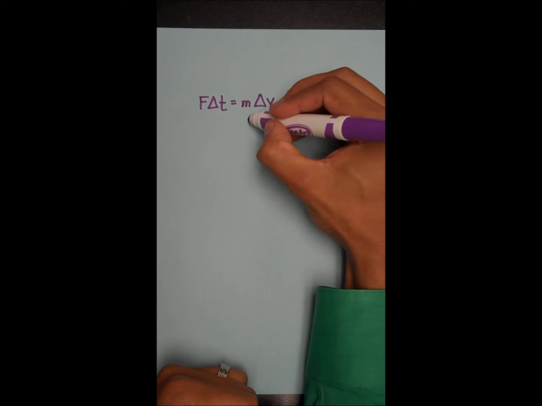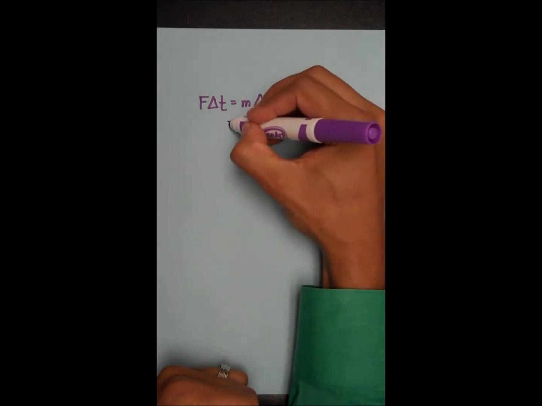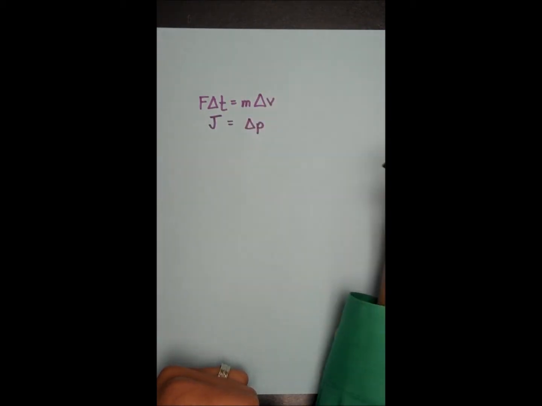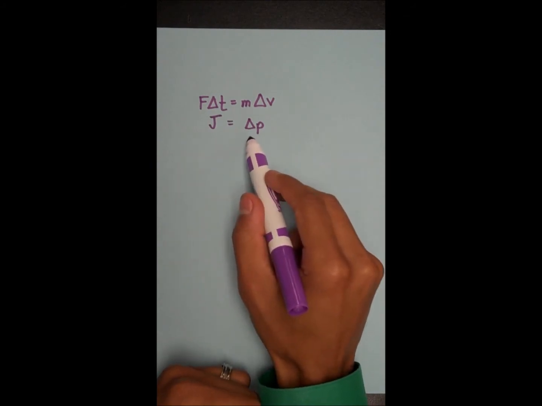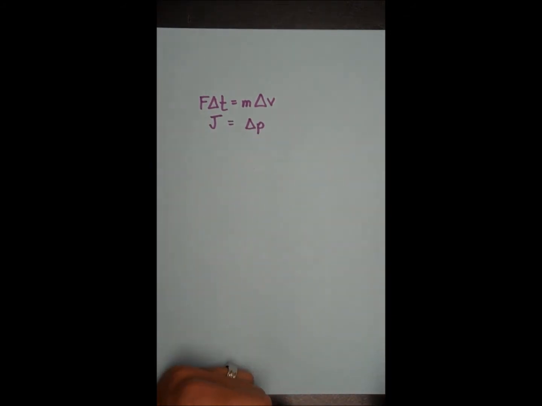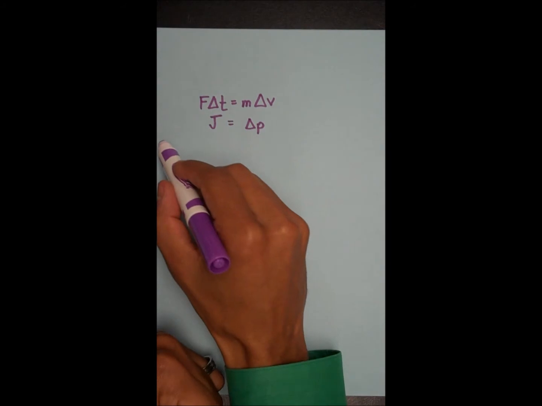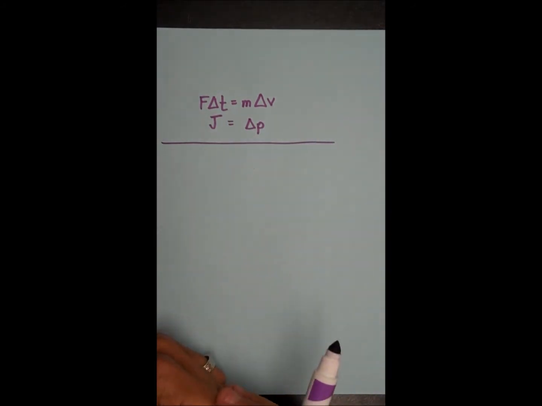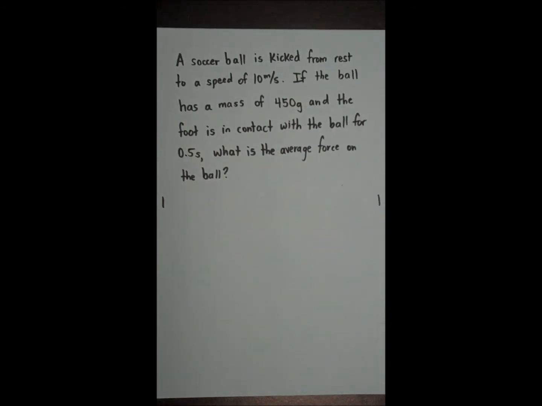Okay? Remember, this is a changing momentum, and F delta t we've defined as an impulse. So in order to change the momentum of an object, we have to apply an impulse. Now, how can we take this relationship and apply it to a scenario in order to solve a problem? Well, here's our first problem, and the one that we'll be doing and using as our example.